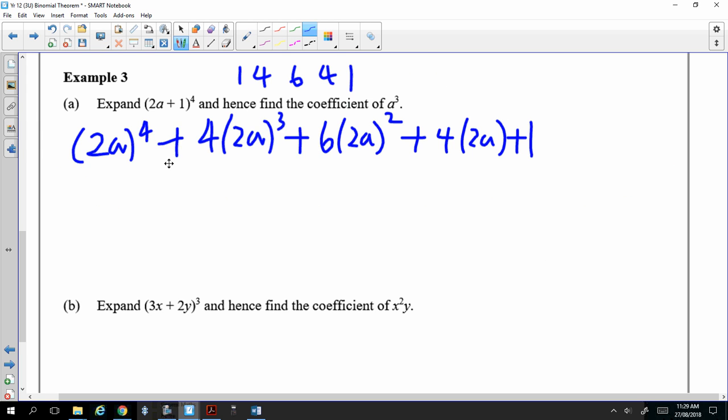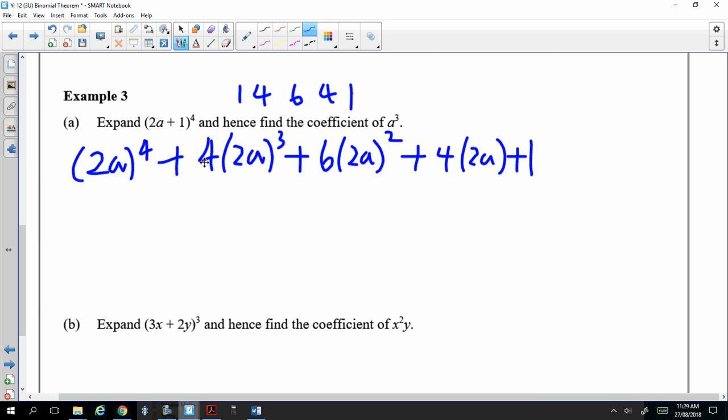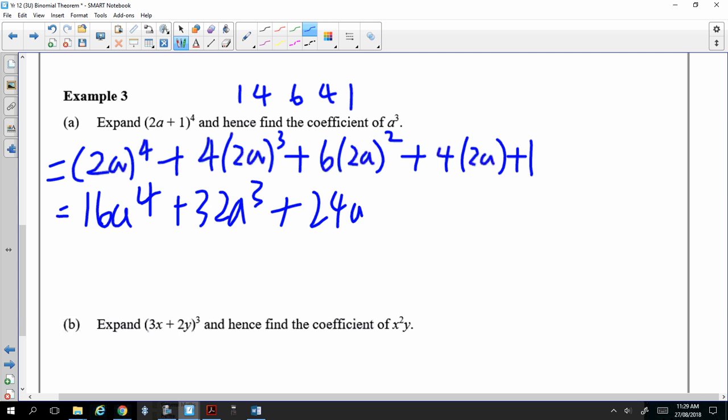2 to the power 4 is 16. And this one you do need a calculator. 4 times 8, or you can do it without. 32a cubed. 4 times 6, 24a squared. 4 times 2 is 8a. Okay, good. Try the next one.